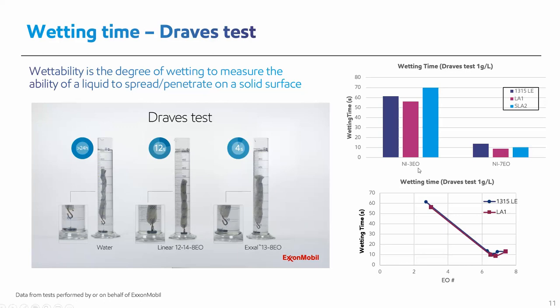7 moles of EO gives the optimum wetting time versus a lower level of ethoxylation. From this graph, it appears that the 100% linear alcohol ethoxylate brings a faster wetting speed. As I mentioned, there are some differences in the actual ethoxylation levels. The graph below shows the same evolution of wetting as a function of the level of ethoxylation for both Exal 1315Le and the 100% linear hydrophobe.